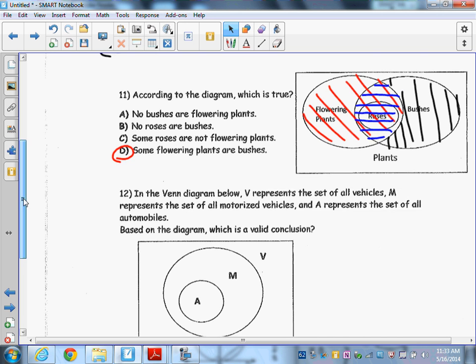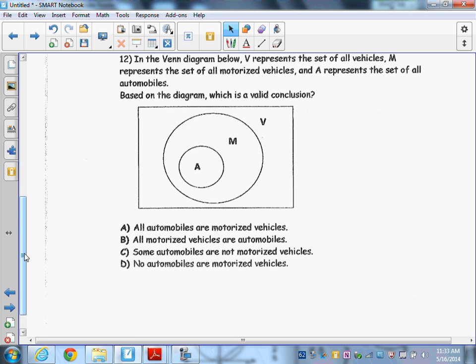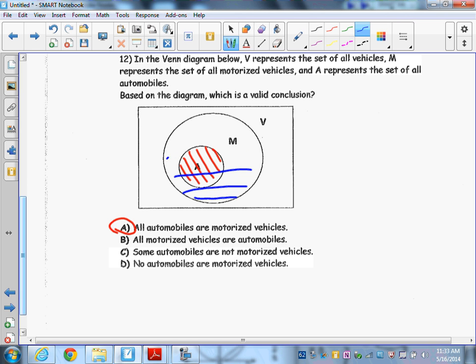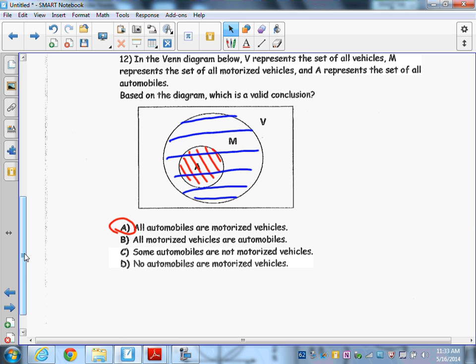The last one's number 12. In the Venn diagram below, V represents the set of all vehicles, M represents the set of all motorized vehicles, and A represents the set of all automobiles. Based on the diagram, which is a valid conclusion? The answer is A, all automobiles, which is A. So every automobile is a motorized vehicle. So that's true. So here's motorized vehicle. So that's why A is true. A is the correct answer.